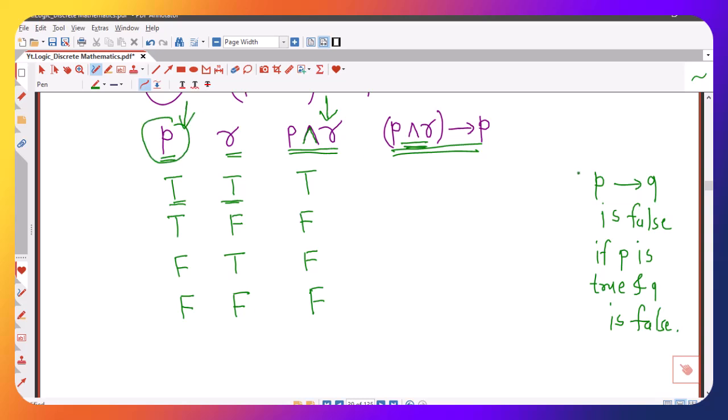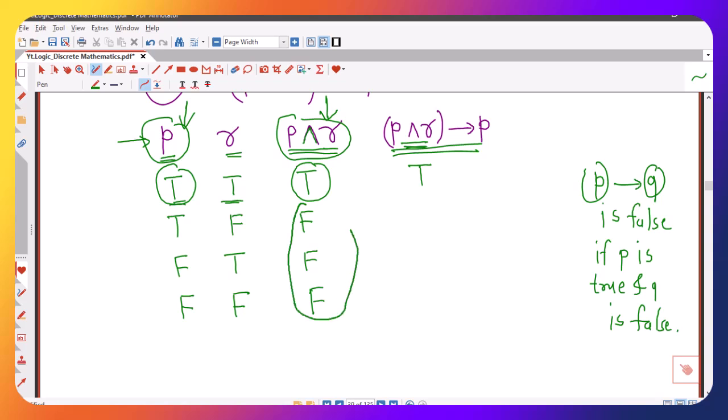So now our P here is P and R, and here instead of Q we have P. So this is going to be false if this is true and this one is false. Here we can see this is true and P is also true, therefore we have T here. Now in all other cases this P and R has truth value F.